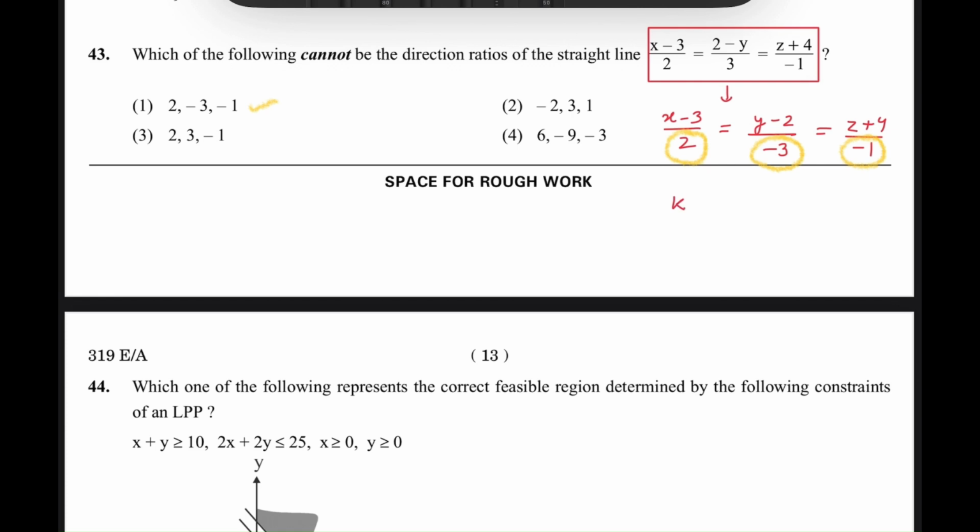So what are the direction ratios of this line? k times (2, -3, -1), where k can be any number. So (2, -3, -1), yes. What if I put k equals -1? I get the second one, right? So the second one is also correct. This can be the direction ratios if I put k equals -1.